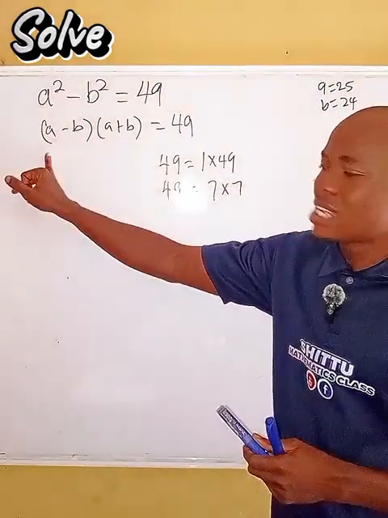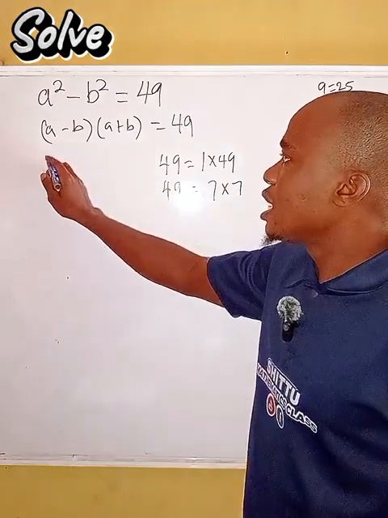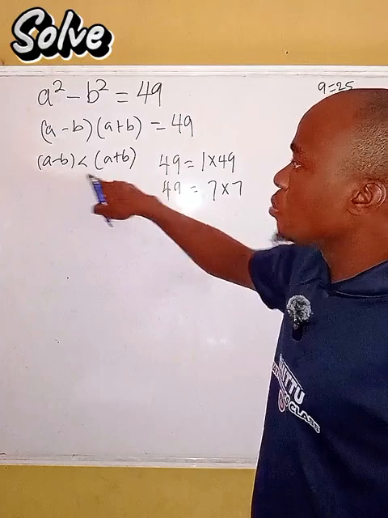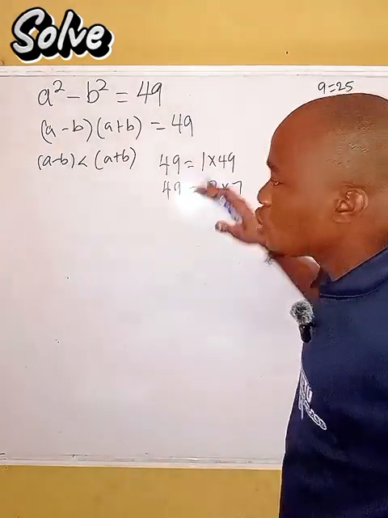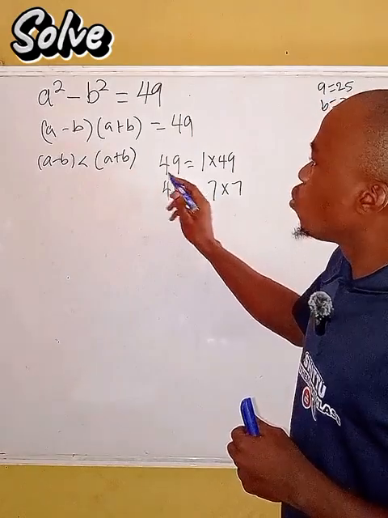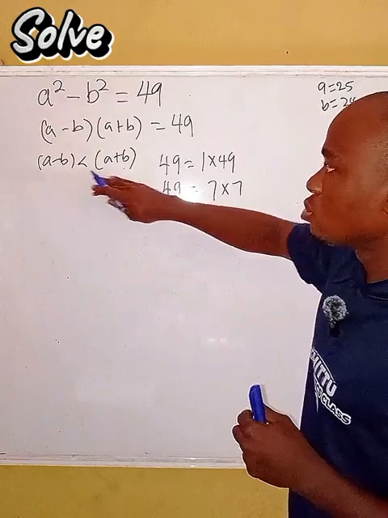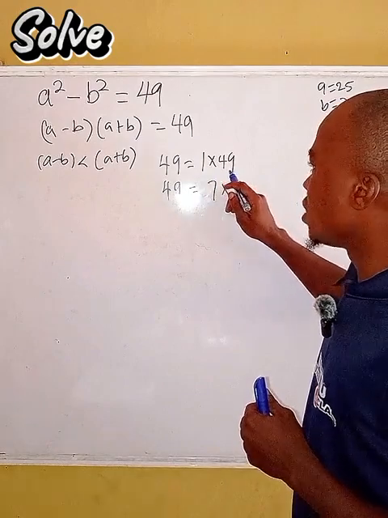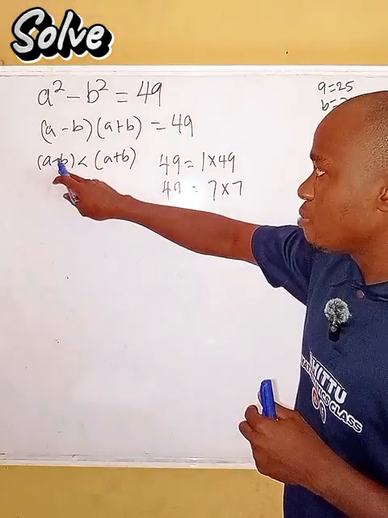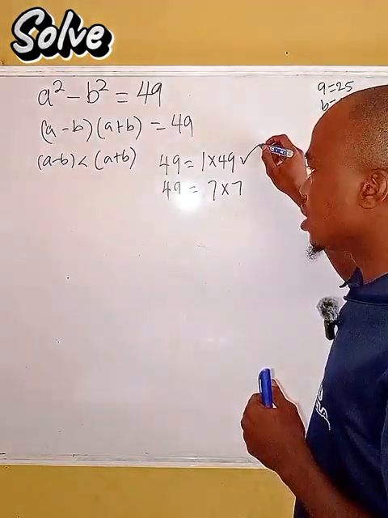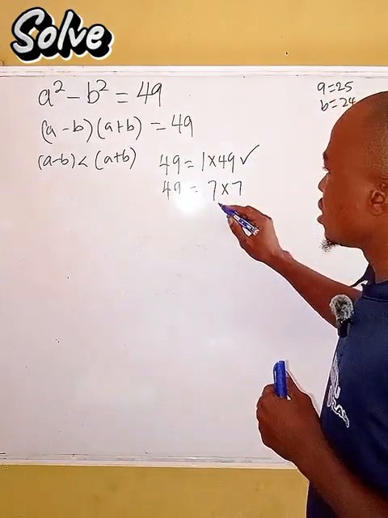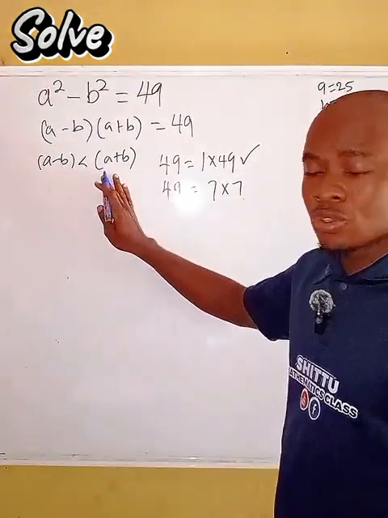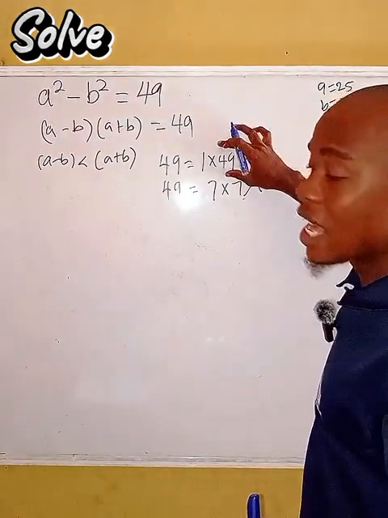Now, looking at the left hand side here, you can see that a minus b is less than a plus b. So we are going to compare this with what we have here, because we want to do comparison. Now 1 is less than 49, as a minus b is less than a plus b. So we pick this one. Now let's check the second condition, which is case 2. This is 7 times 7, which means 7 is equal to 7. But here, this is not equal to this. So we are going to cancel out this. So we apply this one here.